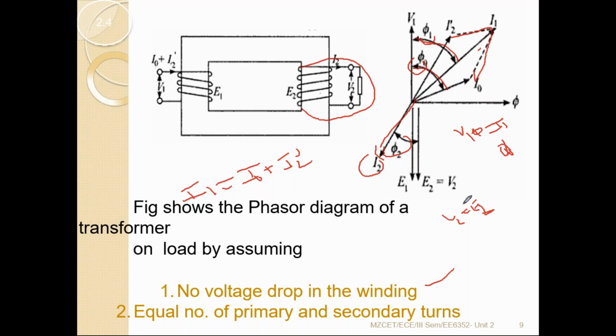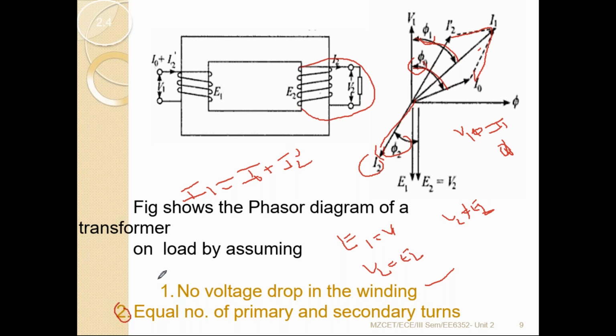But in real condition it is not possible. Okay? Only possible is E1 equals V1. And here we assume this condition, that is V2 is equal to E2. So we need to assume that, but in real time it is not possible. And the second case is equal number of primary and secondary turns. When the primary and secondary turns are equal, then we can call it an ideal transformer.